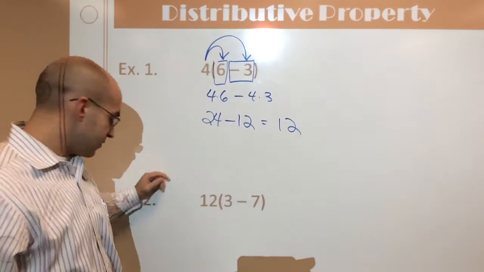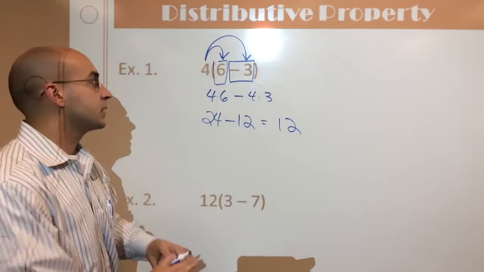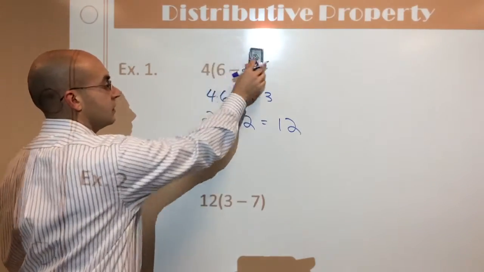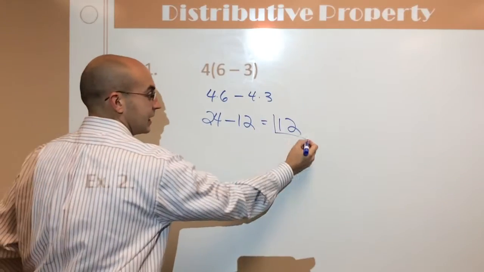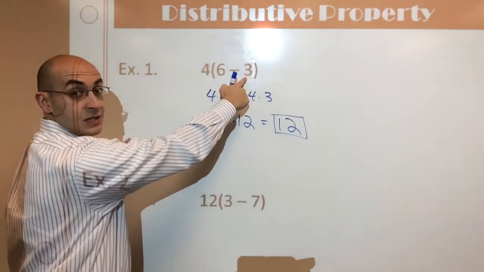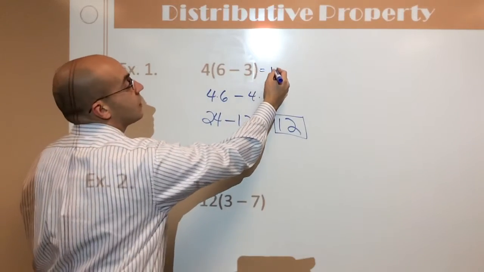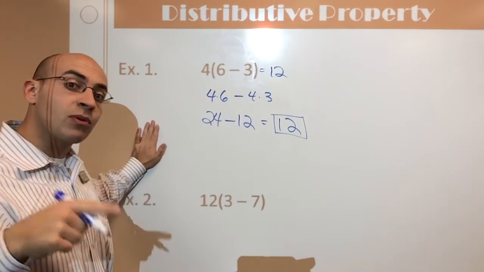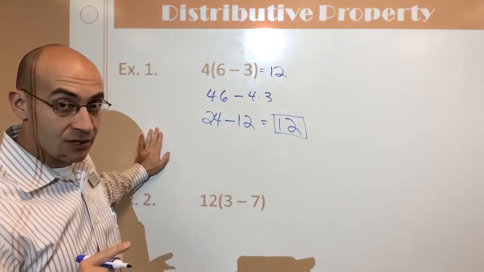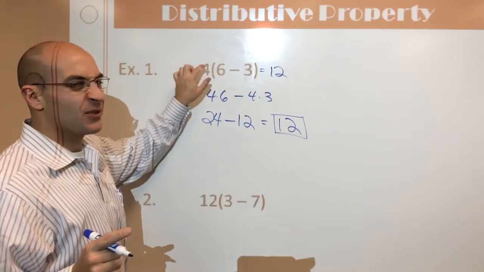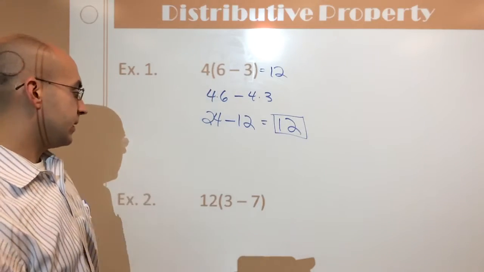Now, to prove that this is right, we're going to do this problem without distributive property and see if we end up getting 12. So 6 minus 3 is 3, right? And 3 times 4 is 12. So I would have gotten 12 either way. Now we're going to get to a problem in a second where we have to use distributive property, because it's not really made for this type of problem. All right, let's go down here.